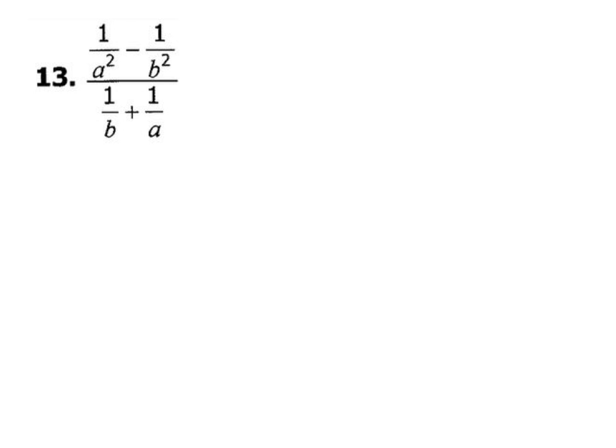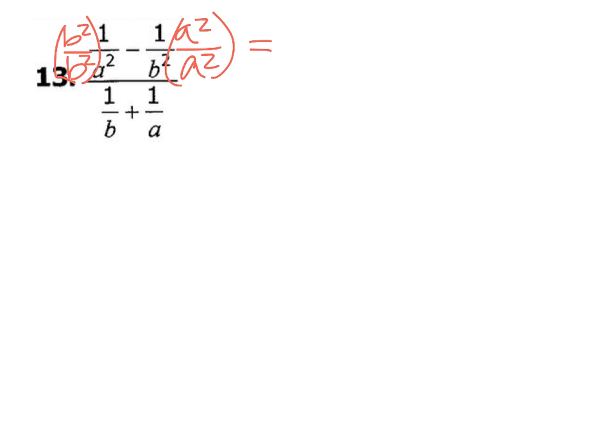Alright, number 13. Do not be intimidated by this, okay? I know we don't have a single fraction in the numerator or a single fraction in the denominator, but we can easily make them have common bases. Alright, so for number 13, we've got 1 over a squared minus 1 over b squared. In order to make them have common bases, simply multiply top and the bottom by b squared over here, top and the bottom by a squared over here.